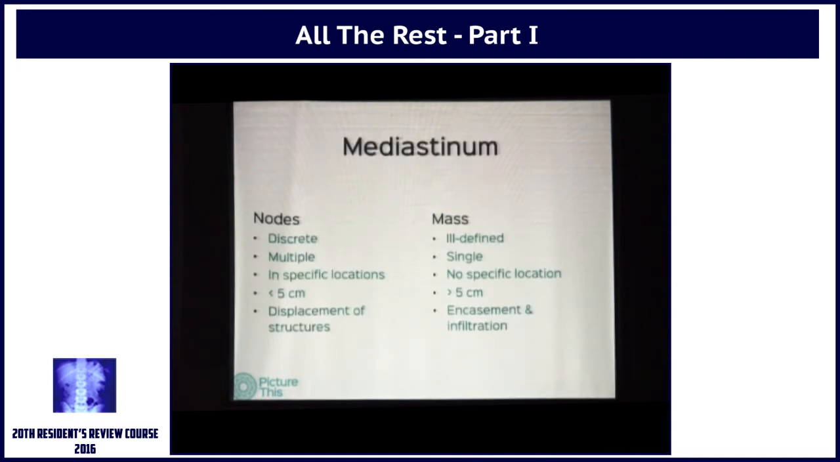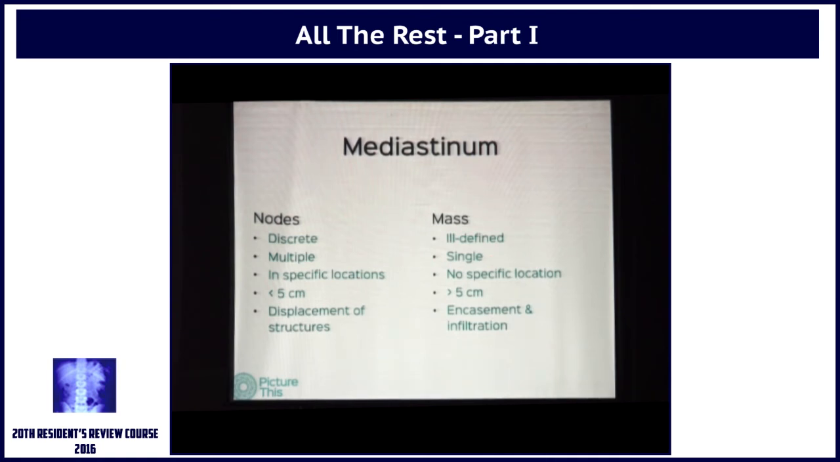But the challenge is to differentiate lymph nodes from masses. So nodes are discrete. They are multiple, usually in specific locations, usually less than 5 centimeters. If they're greater than 5, then it's almost always lymphoma. And they display structures. Masses are often ill-defined. Of course, if the mass is a cyst, like a bronchogenic cyst, it will be well-defined. They're usually single.